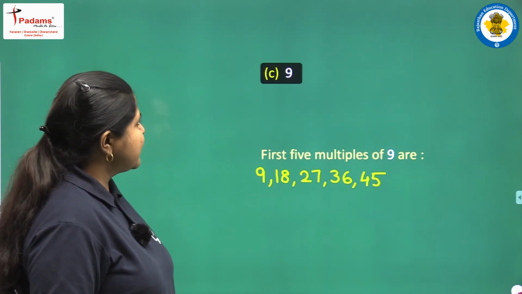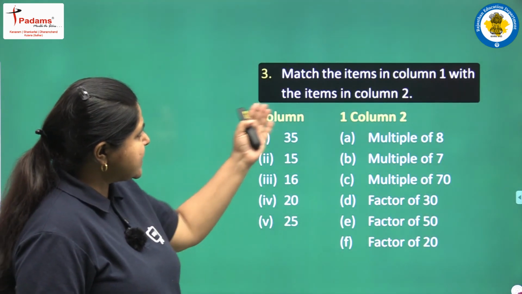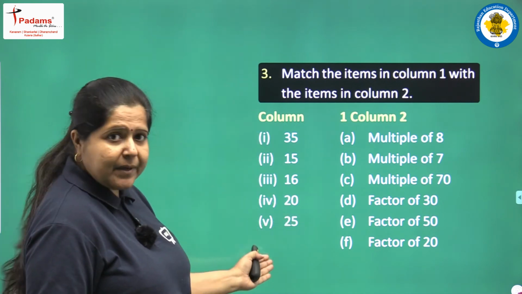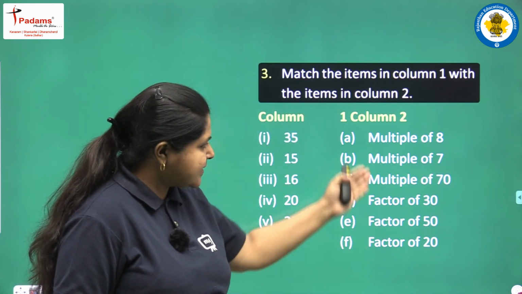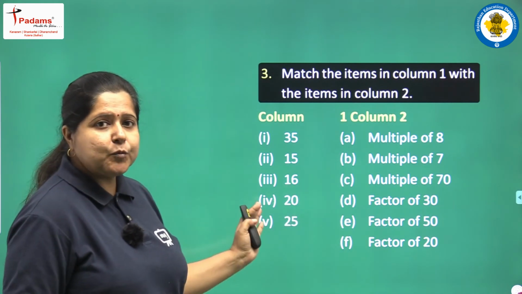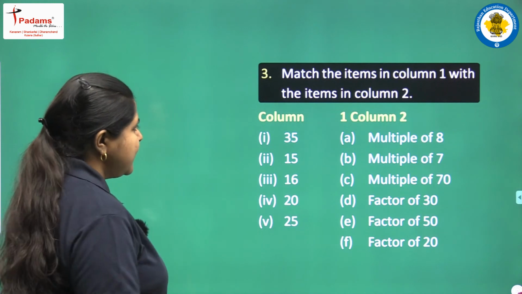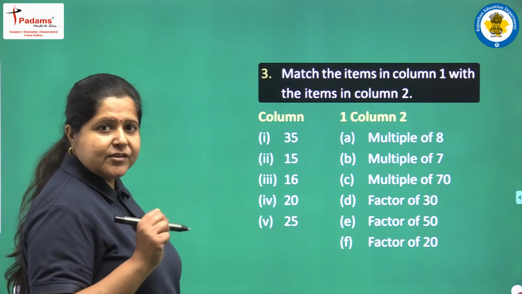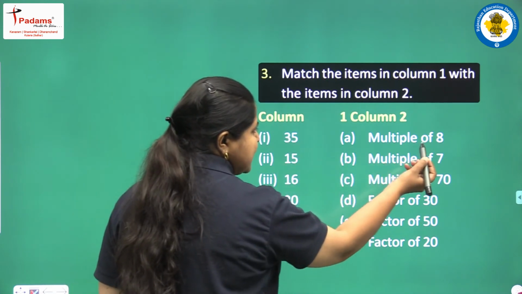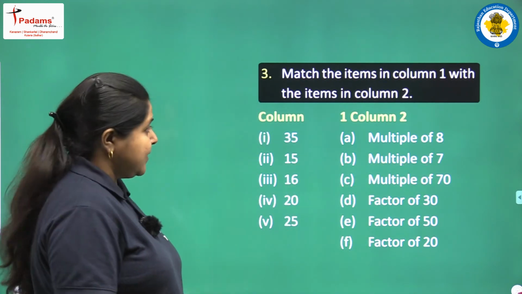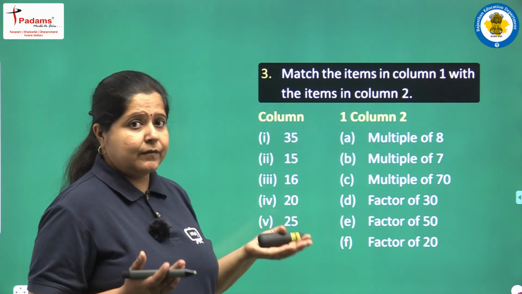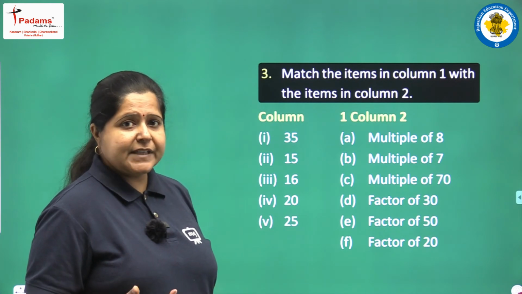Then we have the next question. Match the items in column 1 with the items in column 2. Here we have some numbers and here we have the factors and multiples. Whatever has been given, we will see one by one, and we have to match both the columns. The first number is 35. Let us try to analyze each part separately. Is 35 a multiple of 8? Clearly not. 35 is not present in the table of 8. We know 8 fours is 32 and 8 fives is 40.